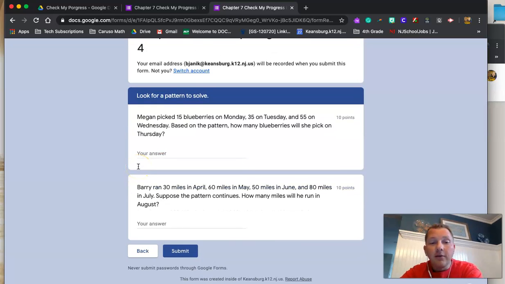And then the last one, Barry ran 30 miles in April, 60 miles in May, 50 miles in June, 80 miles in July. Suppose the pattern continues. How many miles will he run in August? Barry will run blank miles in August should be your answer. There should be a period that ends that sentence as well.